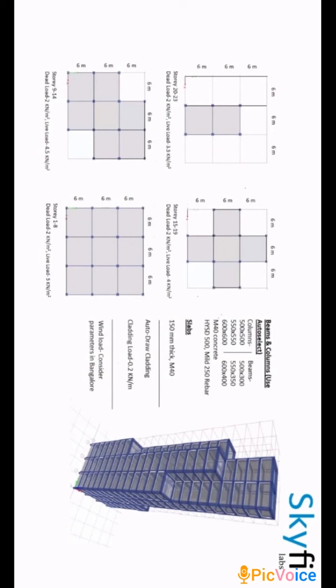This is a tall building tutorial in the ETABS software under Skyfi Labs. As you can see, there is a 23-story building with a different plan at different levels. The building is subjected to dead load, live load and wind load with the given criteria.